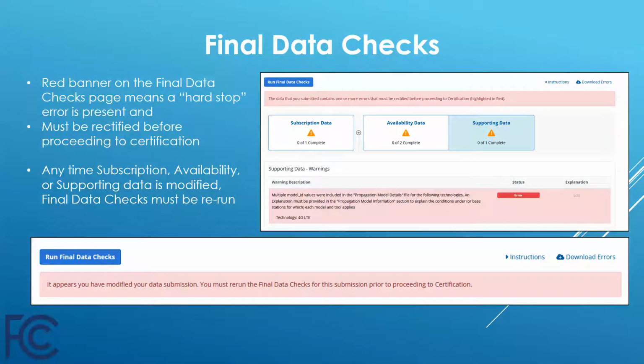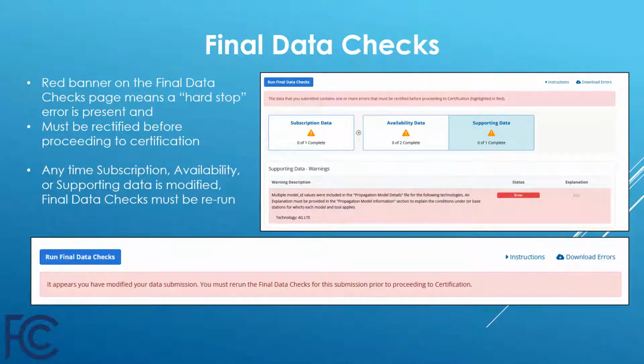One of the final data checks compares subscription and availability data. When uploading fixed broadband subscription data, census tracts with subscribers for a particular technology must have associated availability data for the same technology. For example, if you upload data showing that you have copper subscribers in census tract 12345, then you need to upload corresponding availability data showing that you provide copper somewhere in census tract 12345, even if you don't offer service throughout the entire tract. If your fixed broadband subscription and availability data do not match in this way, you will see a hard stop error when you run your final data checks.